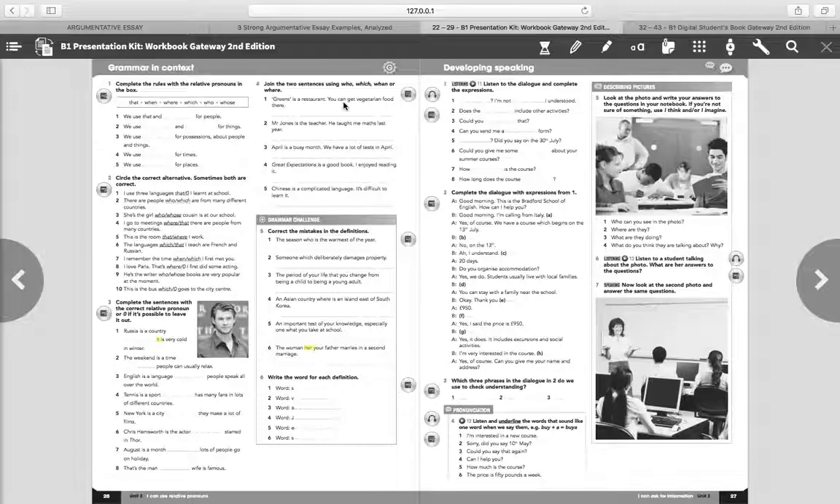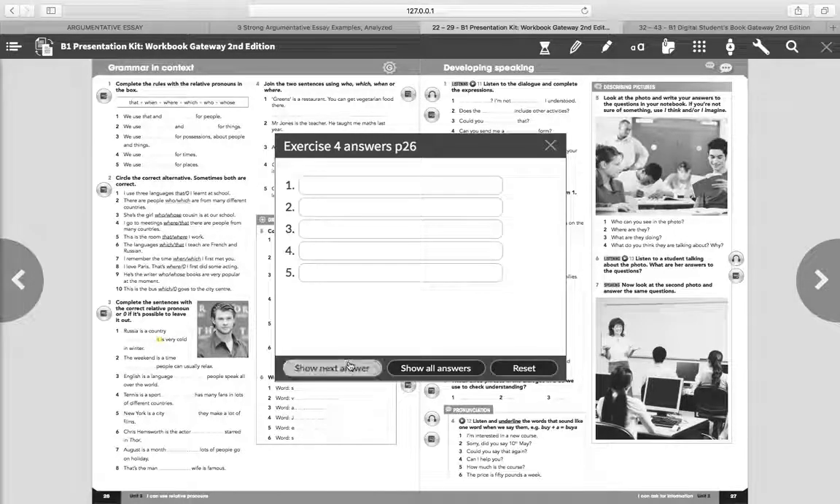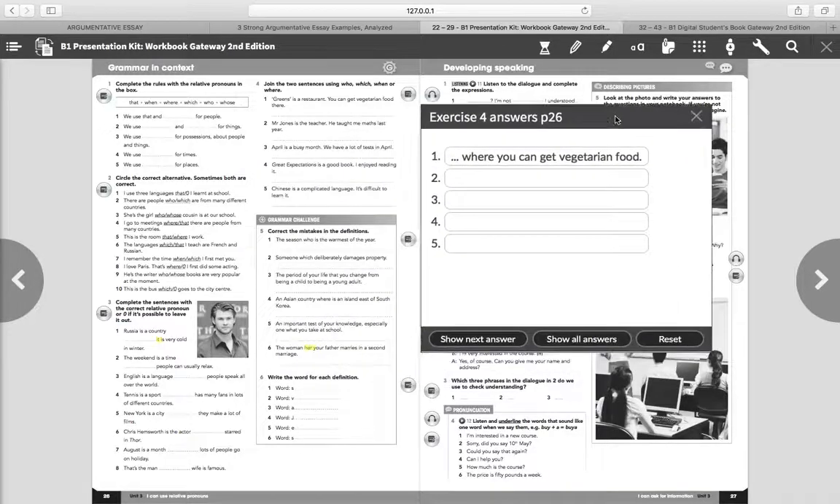I think you can just do it very easily. Join the two sentences using who, which, when, or where. Green is a restaurant, okay, where you can get vegetarian food. There, no, it's not acceptable because you're just using where, so there is just going, okay. Mr. John's a teacher, of course, teacher who.